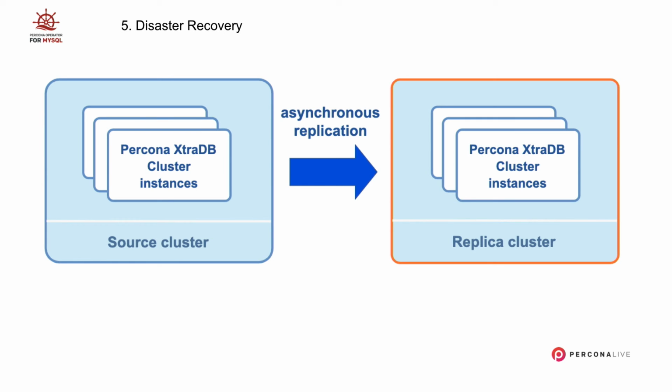The idea is that you have two clusters. One cluster that is running as your main cluster, and another cluster that is continuously replicating from your primary cluster through asynchronous replication. Both clusters can be either on Kubernetes, or one of them may be outside of Kubernetes. So this is also useful for migration from outside of Kubernetes to Kubernetes deployed MySQL.